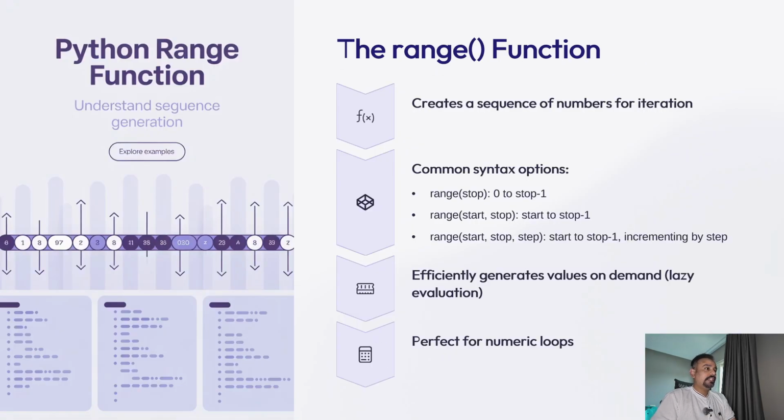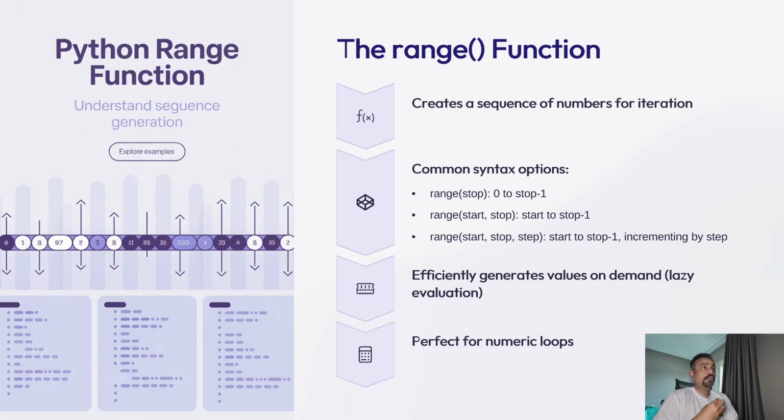Now we will talk about the range function and why it's important, because it's memory efficient due to lazy evaluation and useful for indexing, such as sampling every nth element or generating IDs. Now let me explain why. The range function is a built-in Python function that creates a sequence of numbers which is commonly used for loops. It's especially useful when you need to run a loop a specific number of times or generate numeric sequences.